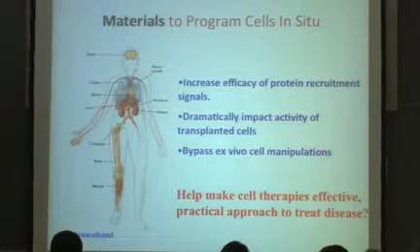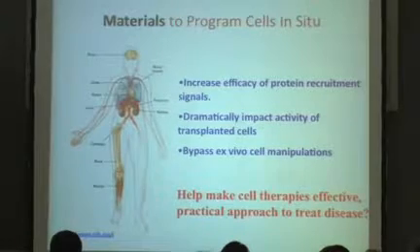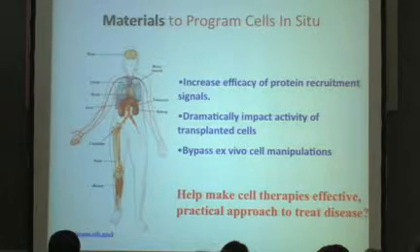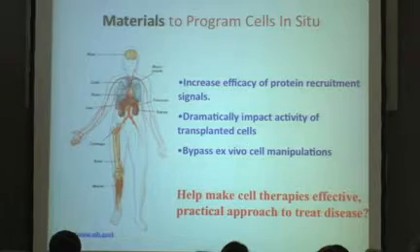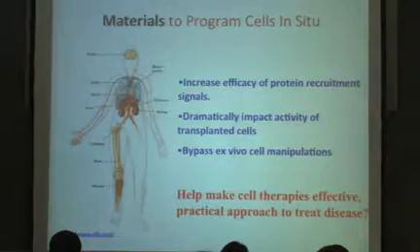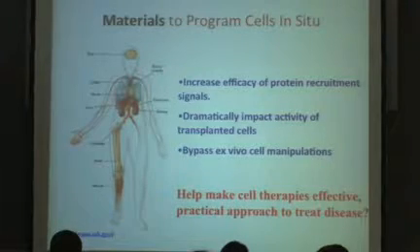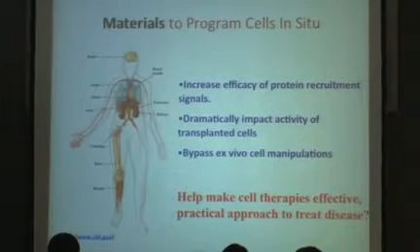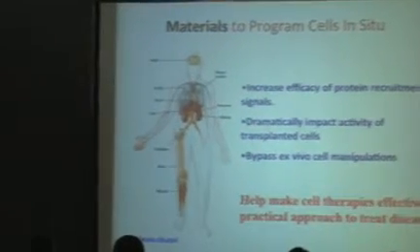So I'm going to stop here and just make a couple of quick comments. What I hope I've been able to give you is a little demonstration of how we're trying to develop materials for what I would call programming cells in situ. And the data so far suggests that this general approach can really increase the efficacy of signals that we use to recruit cells in vivo. We can dramatically impact the activity of transplanted cells, and in certain situations, certainly not all, we may be able to bypass all ex vivo cell manipulation. And this may actually help in some way to make cell therapies more effective and practical approaches to treating disease. And so I'll conclude here, and if there's time, I'd be happy to take any questions.